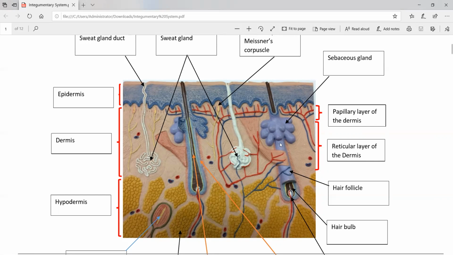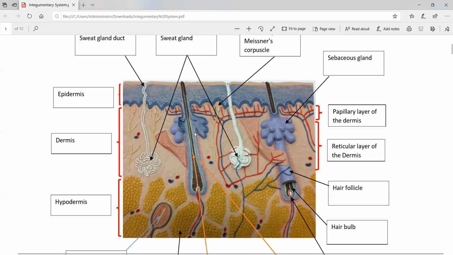All of this purple sheath all the way around the hair, this is your hair follicle. So it's just the sheath that your hair sits in. And here you'll see it cut open and it's this ring of purple around this hair root and hair bulb. So all of that would be your hair follicle.